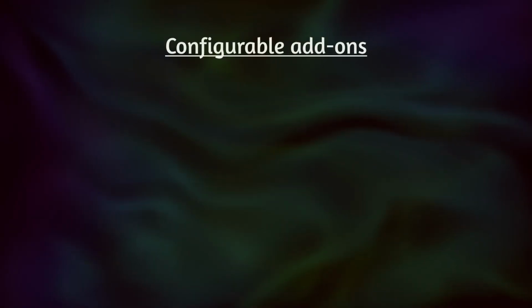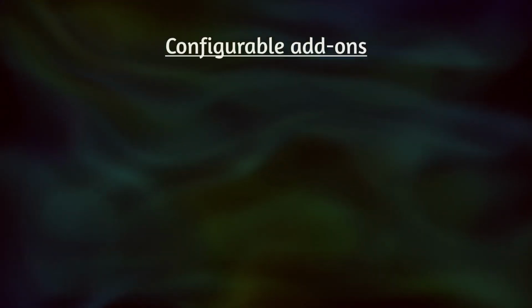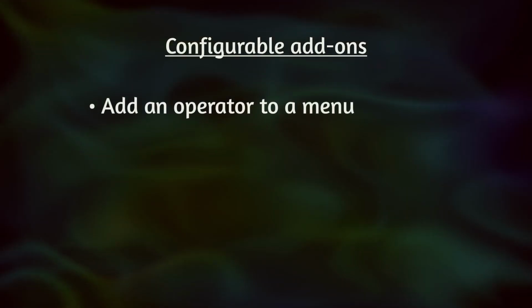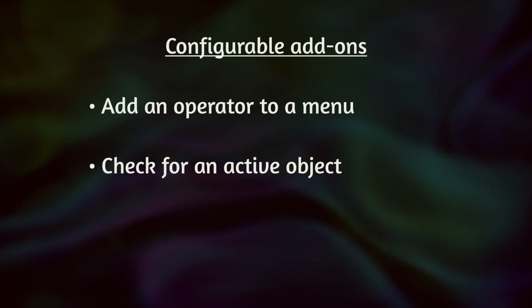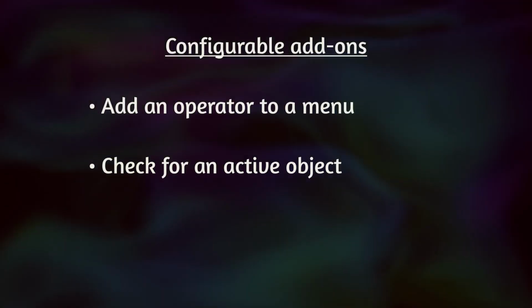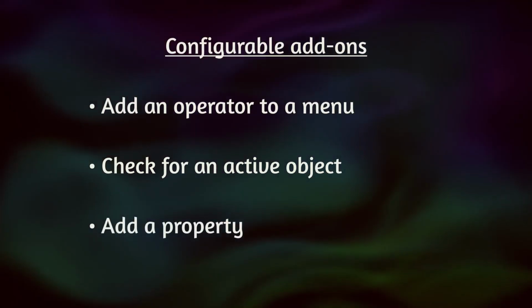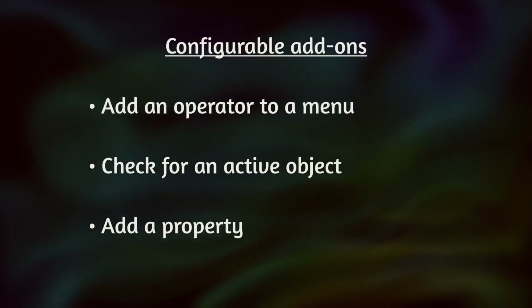Welcome to Blender add-on development for beginners. In this lesson, we will improve the add-on created in the previous lesson. We will see how we can add our operator to the object menu, make sure that it can only be executed when there is an active object, and we will add a property to the operator so the user can vary the amount that the object moves.